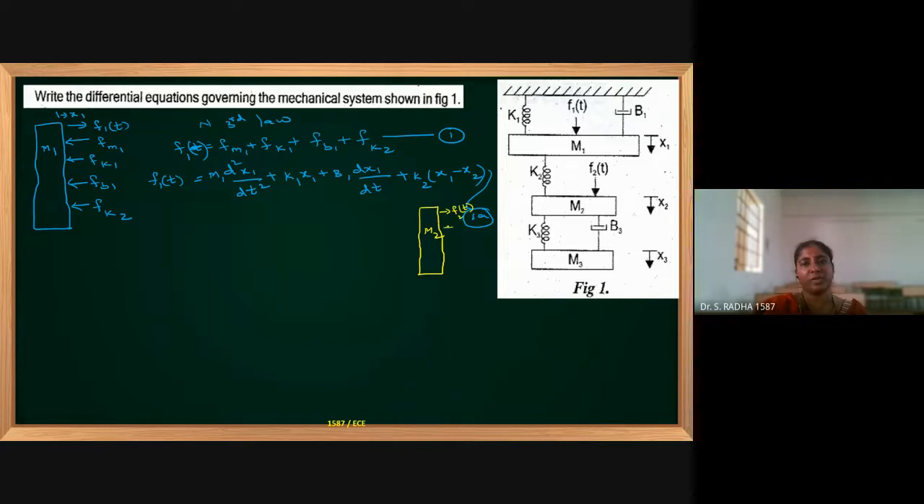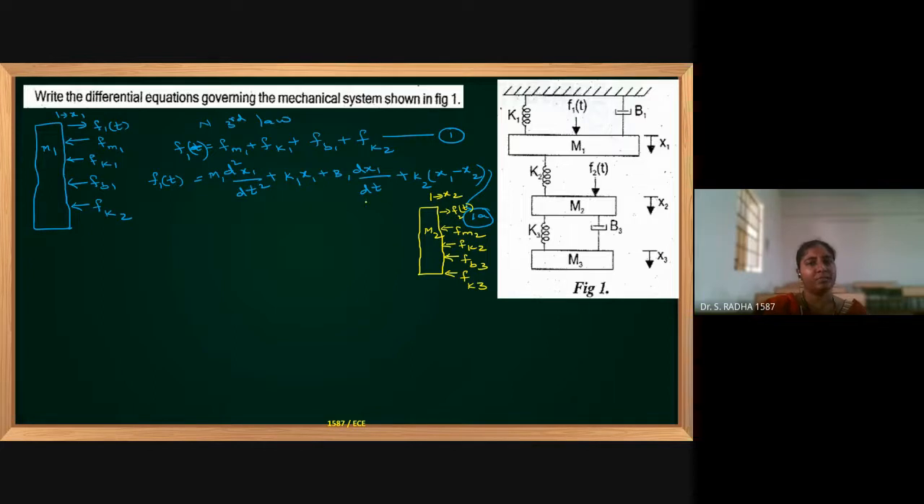Opposing forces will be due to M2 and due to K2. What are the components connected? All those will give opposing forces. B3 and K3 are also connected: Fb3, Fk3. All this will try to stop the movement of the M2 mass. The displacement for M2 is x2. You see the direction: the applied force will try to drag it, and all the opposing forces are in the opposite direction. Arrow marks in the opposite direction. Okay.